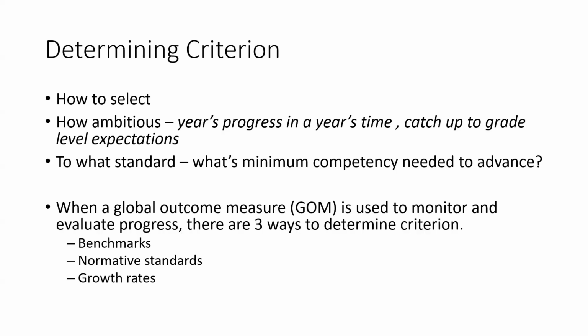So typically we think about how ambitious we want to be. We think about what a year's progress might be. Do we want to sort of catch up to grade level expectations? We try to think about minimum competencies the student needs to advance. If you're using CBM data, like oral reading fluency, you could use national benchmarks or norm standards or growth rates. But typically, the way we think about this is no criterion is less than 80% because 80% shows mastery.